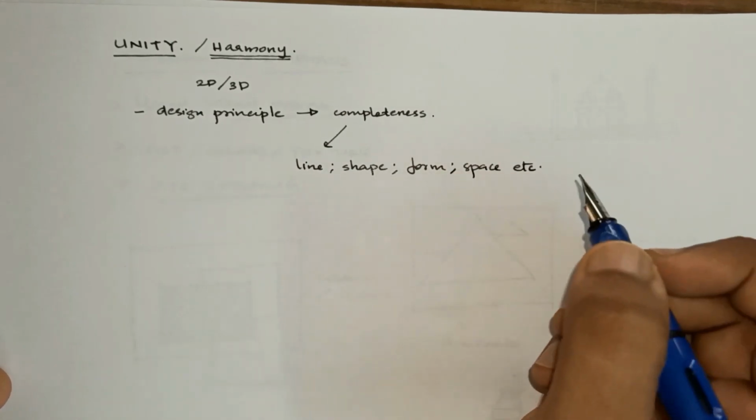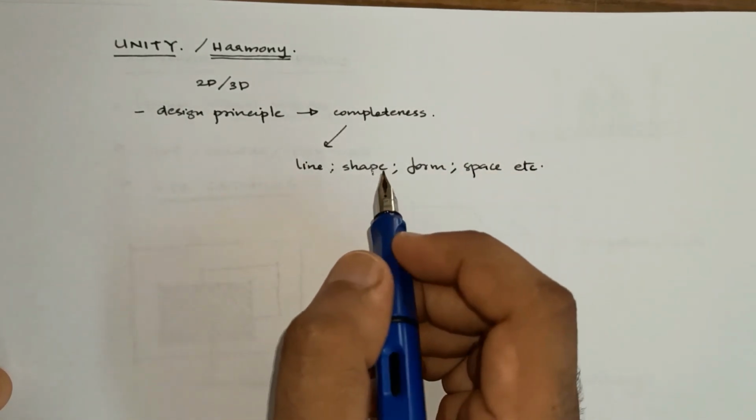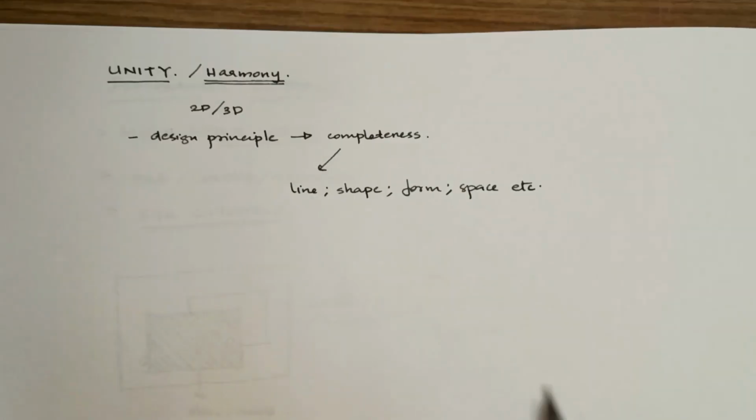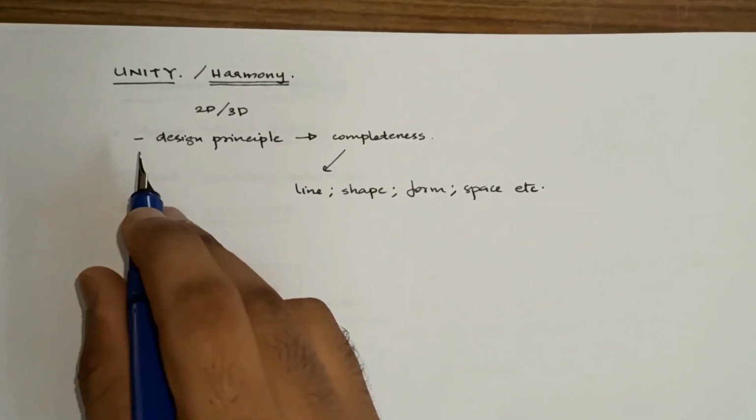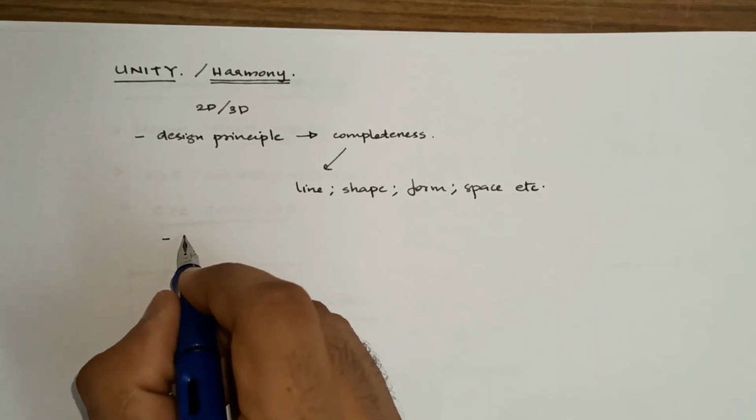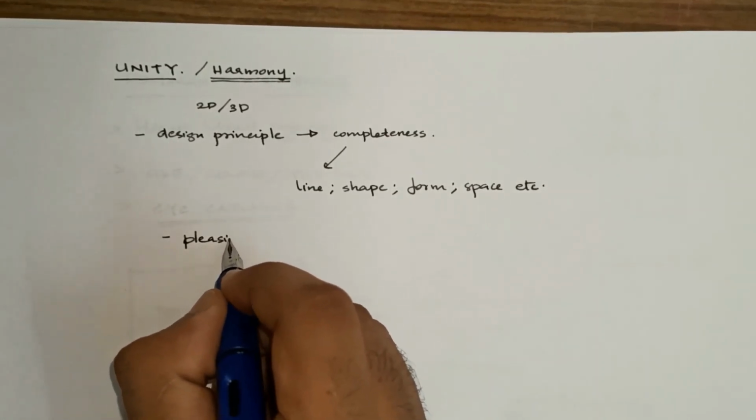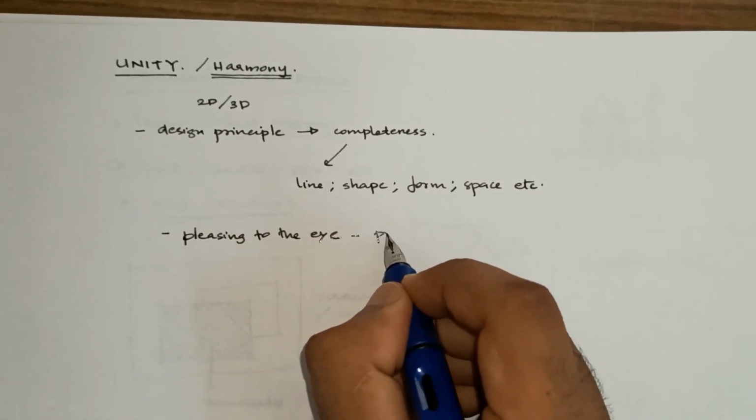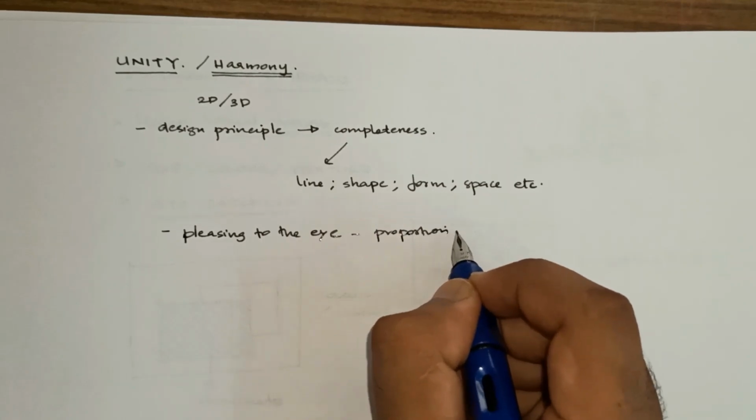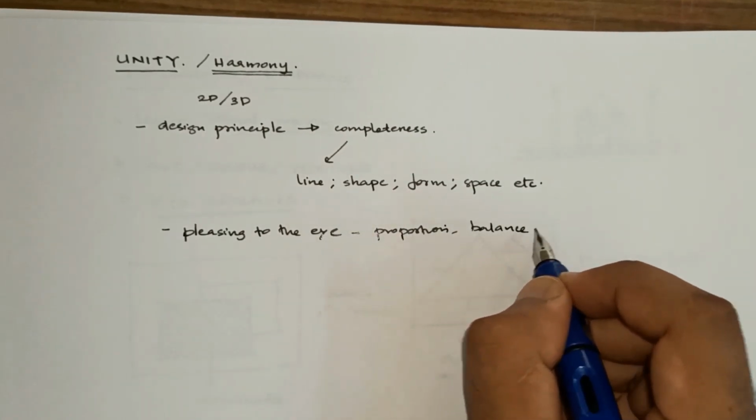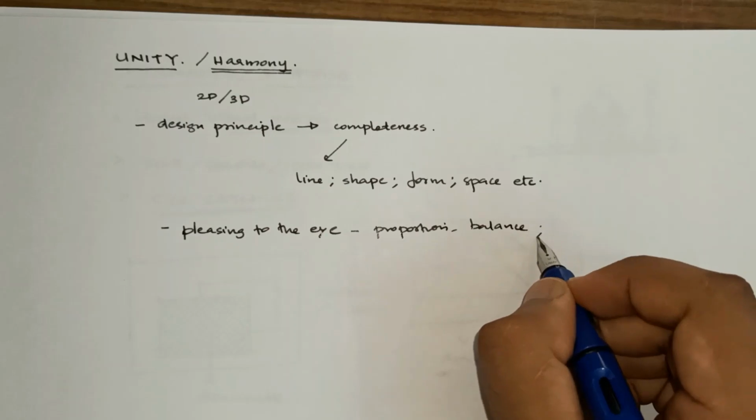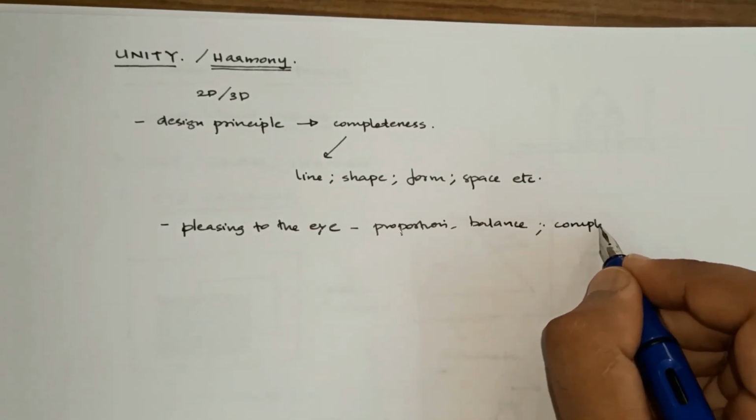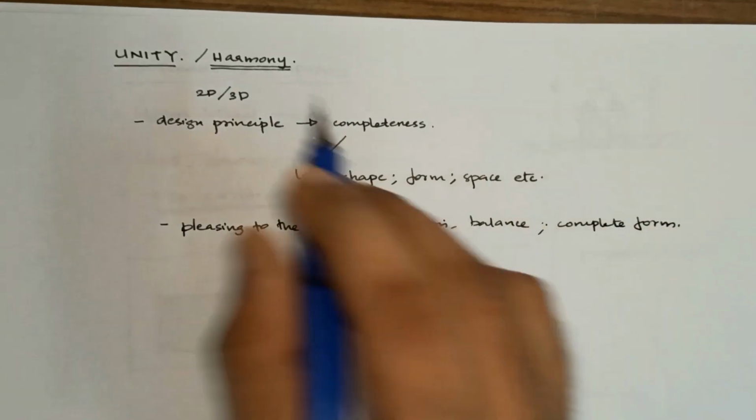Most of the examples that we have seen earlier might have the element of unity. Also, a composition that has unity will always look pleasing to the eye. It will have a sense of proportion, balance, etc. That is, most of the earlier visual principles, when used in a complete form, create a sense of unity.